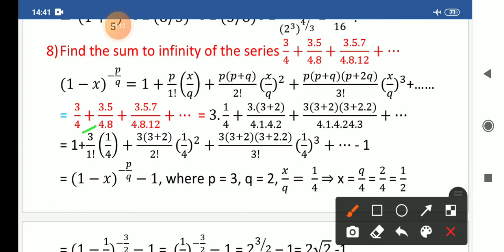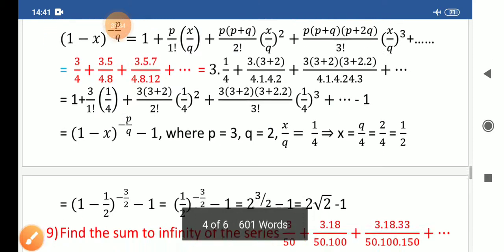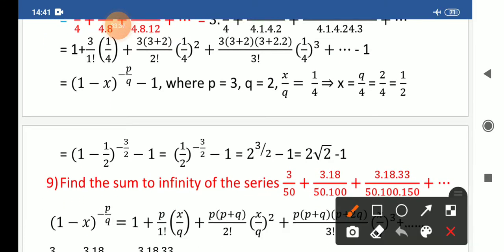Comparing, this p is equal to 3. q is 3 plus 2, that is p plus q, so q is equal to 2. x by q is 1 by 4, so x is equal to q by 4, that is 2 by 4, 1 by 2. Okay. So this is 1 minus x, that is (1 minus 1 by 2) power minus p by q, that is minus 3 by 2, minus 1. 1 minus 1 by 2 is 1 by 2, power minus 3 by 2. Take the reciprocal: 2 by 1 power 3 by 2, minus 1. This is 2 cube, 8 to the power 1 by 2, that is square root of 8, that is 2 root 2, minus 1.